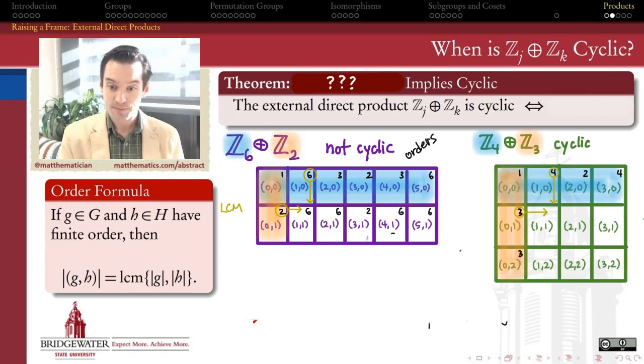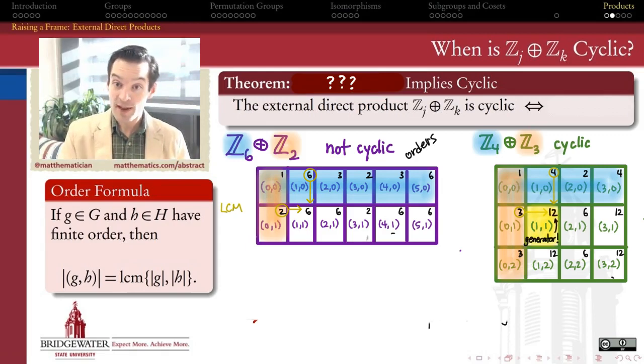On the other hand, in Z4 product Z3, when I take 1, 0, which generates the Z4 subgroup here on the first row, and 0, 1, which generates the Z3 subgroup on my first column, their orders, 4 and 3, combine via the least common multiple to produce an element 1, 1, which has order 12. But then that means that 1, 1 is our generator, because its order as an element is equal to the order of the whole group.